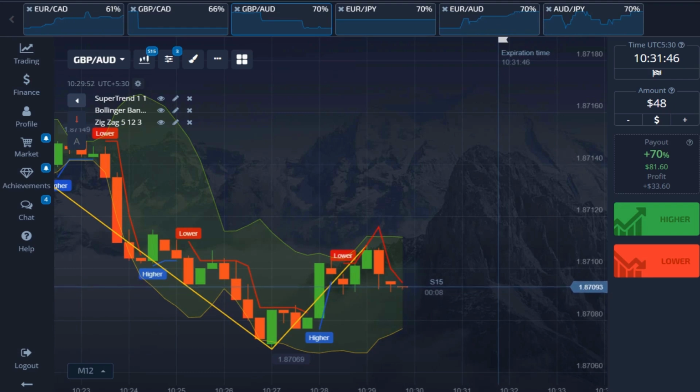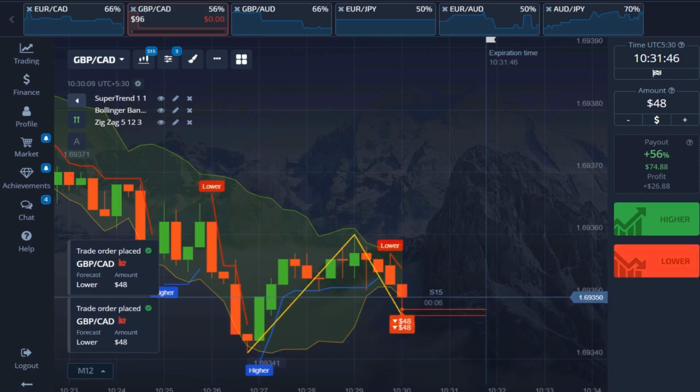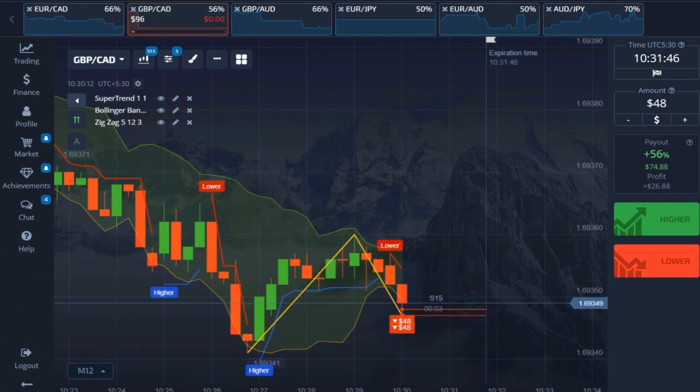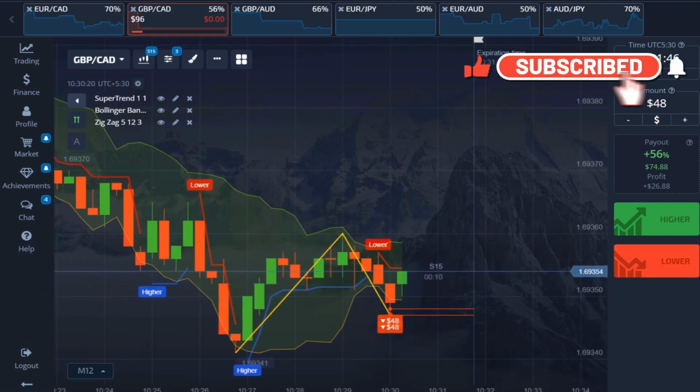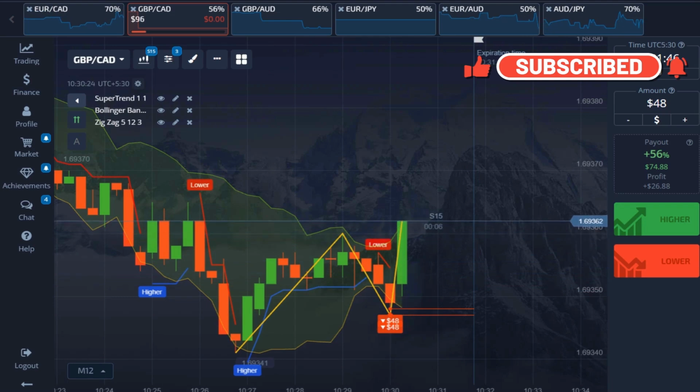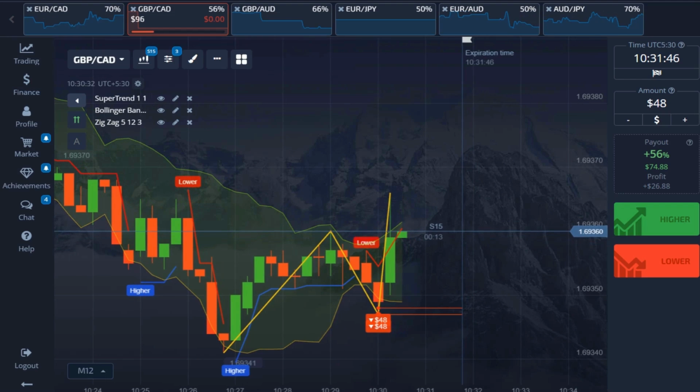We'll keep moving forward. Here it is, traders, a perfect sell trade setup according to our strategy. Let me break it down for you. The candle has touched the upper Bollinger Bands line. The Zig Zag indicator line is positioned above the candle, and we've received a sell signal from the Supertrend indicator. This is an ideal moment to enter a sell trade based on our rules.